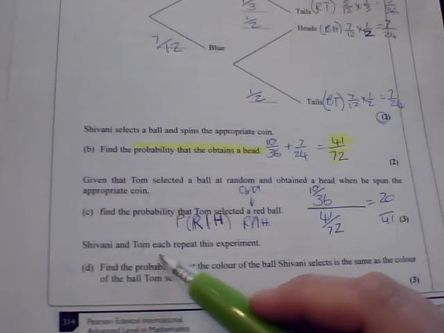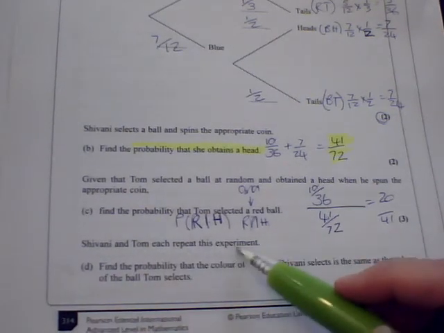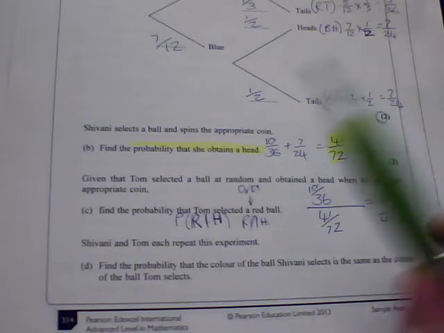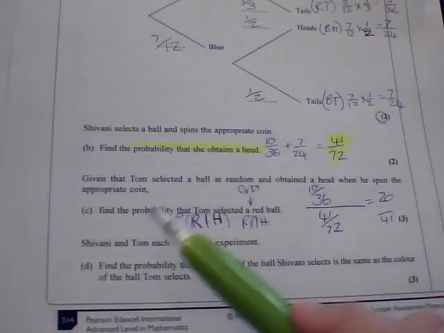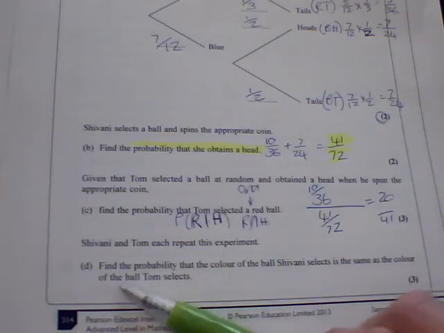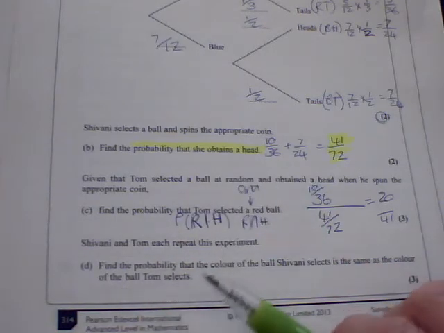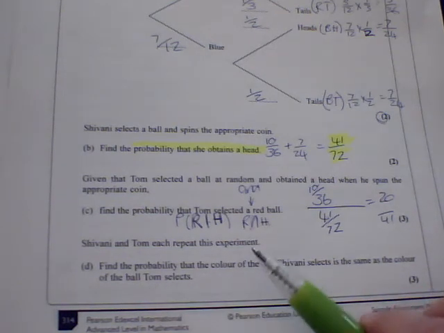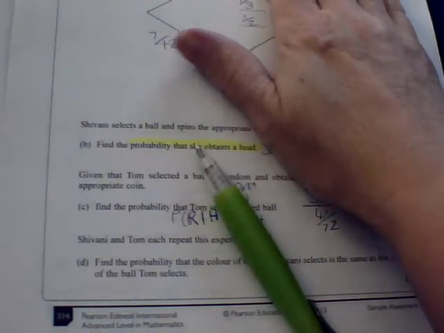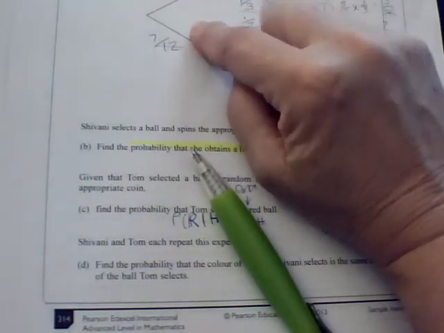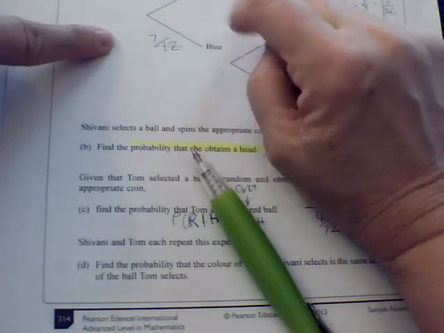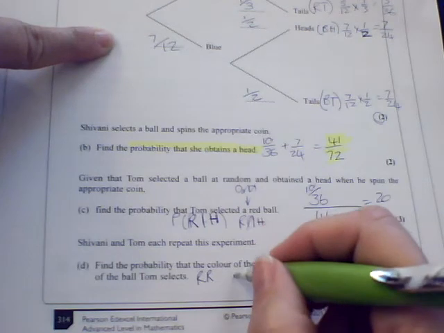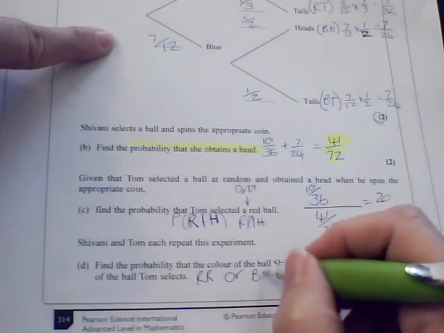Shivani and Tom repeat the experiment, so they each have a go at doing it. It's just basically doing the experiment twice. They just confused us with the names. So find the probability that the colour of the ball that Shivani selects is the same as the colour of the ball that Tom selects. Well, we're not worried about the heads. We're just looking at them selecting 2 reds. So we're either going to go red, red, or they could both have a blue ball.